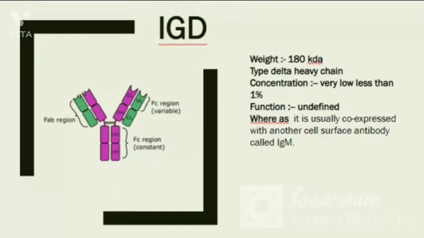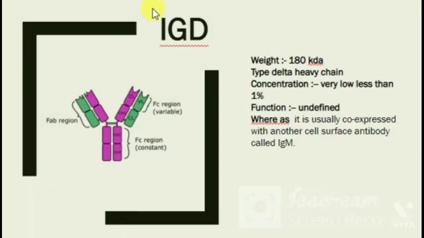This IgD antibody is expressed with mature B cells. Actually, the function of IgD is not defined yet, so the function is undefined. It is expressed along with B cells, which help us fight pathogens to protect our body. So this was all about IgD.